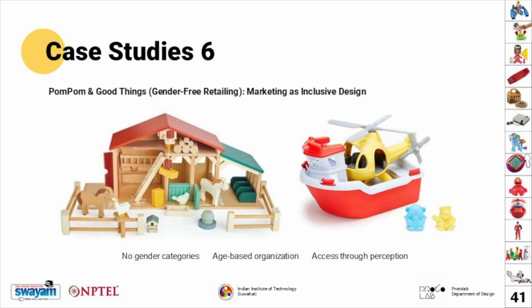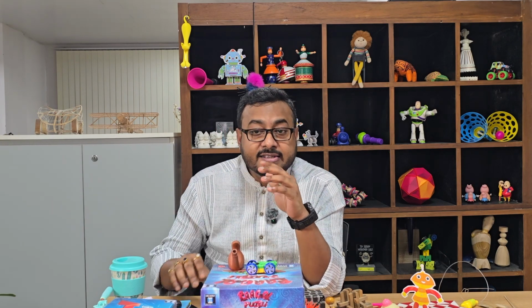Instead, they categorize by age and interest. This removes the permission barrier before play even begins. Children choose based on curiosity rather than expectation. Universal design therefore includes communication design, the system around the toy.